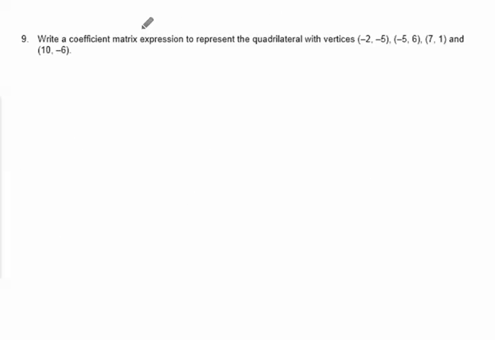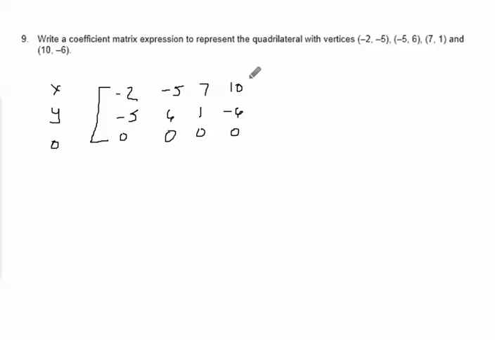This one says write the coefficient matrix expression to represent this quadrilateral with its vertices at. So what I'm going to do is use x, y, and basically a 0 down here to represent my matrices. So my matrix is going to be located at negative 2, negative 5, 0. Negative 5, 6, 0. 7, 1, 0. And 10, negative 6, 0. That's the way I would represent that matrix.